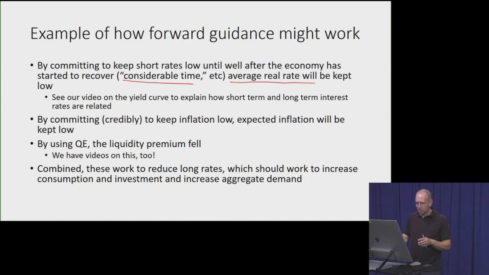And then finally, as an aside here, it turns out that by using quantitative easing programs, or large-scale asset purchases, the liquidity premium is reduced. So all three of those effects combined work to push down long-term nominal interest rates. And if long-term nominal interest rates fall, that will work to increase consumption and work to increase investment, and those combined will work to increase aggregate demand, which will tend to increase employment and output.